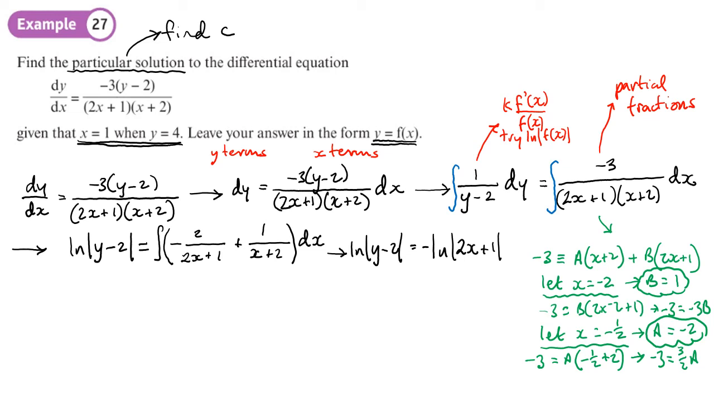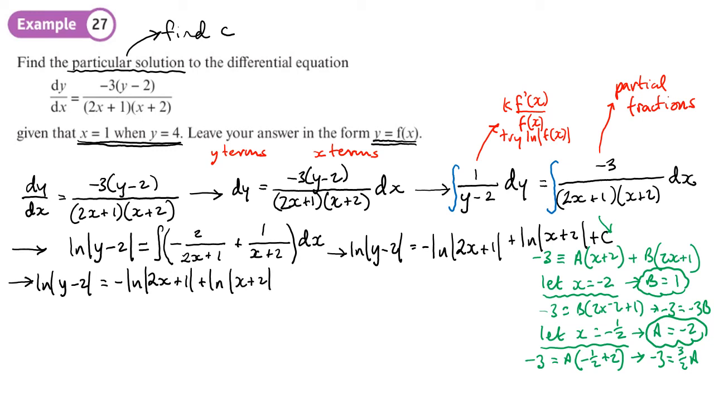And then for the second one, we try log of the bottom. So I'll try log of the bottom, x plus 2. That gives me 1 over x plus 2, so no adjustment needed. So I'll put plus c. So let's write that down here. We've got a bit more space. So what we've got after integration is log of y minus 2 equals negative log 2x plus 1 plus log x plus 2 plus c.